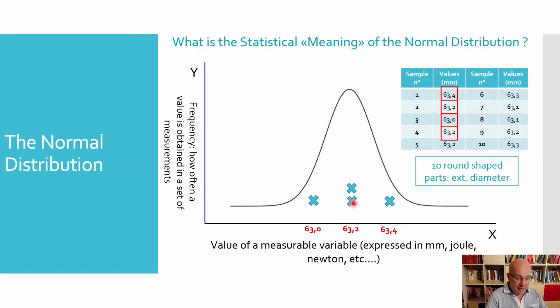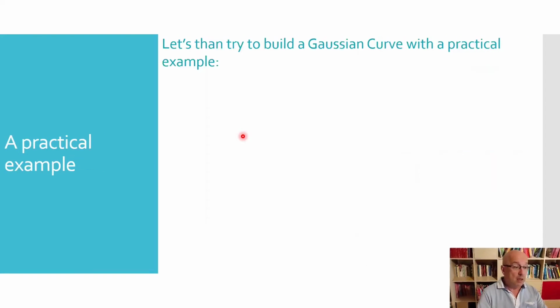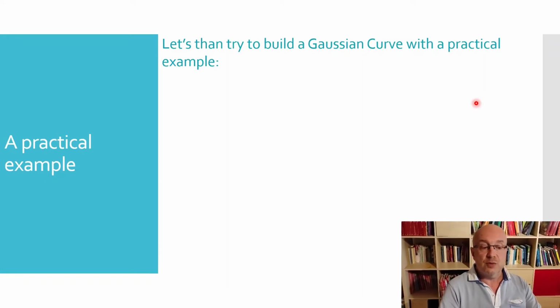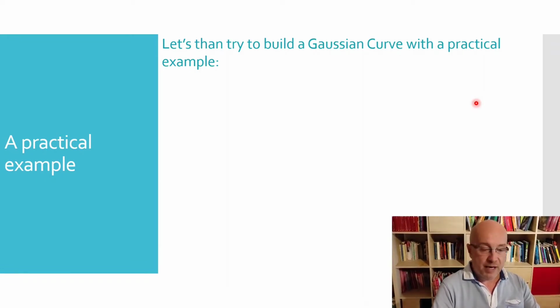And if we get additional values of 63.2, this line will increase in height, because this line represents the value on the y-axis, so the frequency, which ultimately means how many times this value has been obtained in a set of measurements. Let's try then to build a Gaussian curve with a practical example.